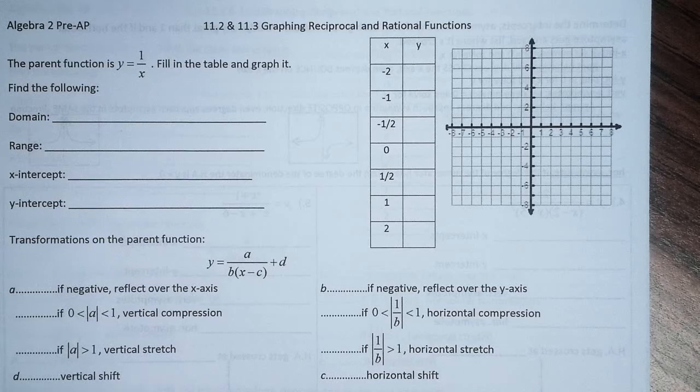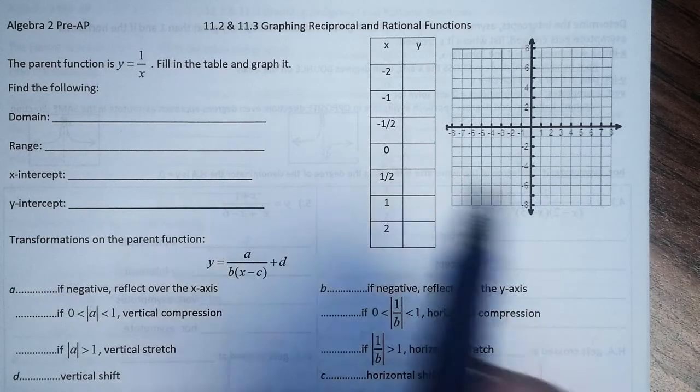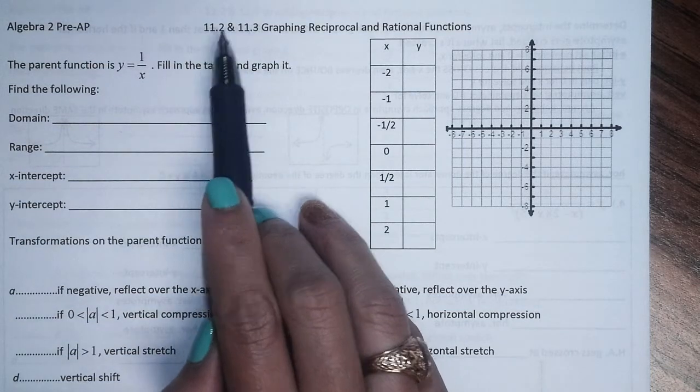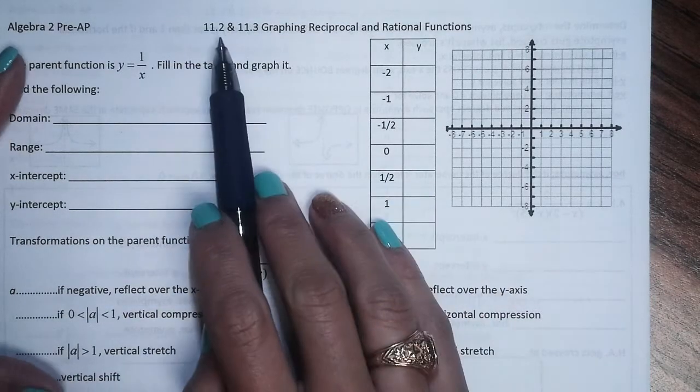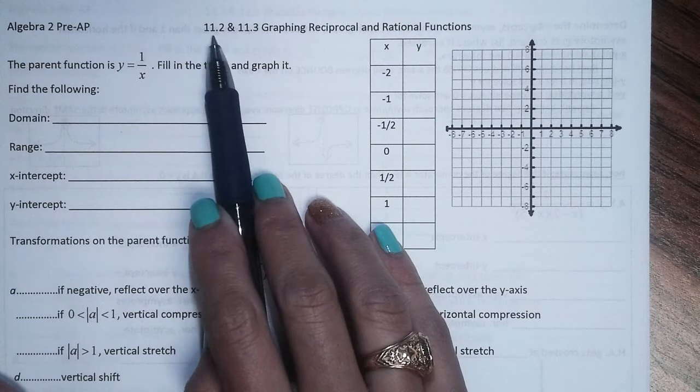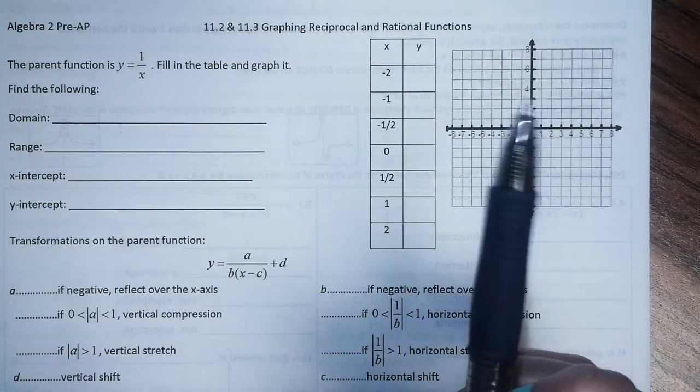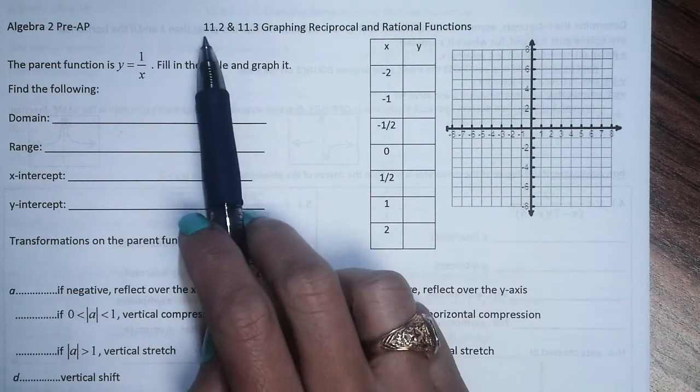Okay, so today you're going to learn two lessons, 11.2 and 11.3, which are graphing rational functions. Your homework for tonight is going to be just the 11.2 Math Excel on your online book. Okay, so let's start with 11.2.